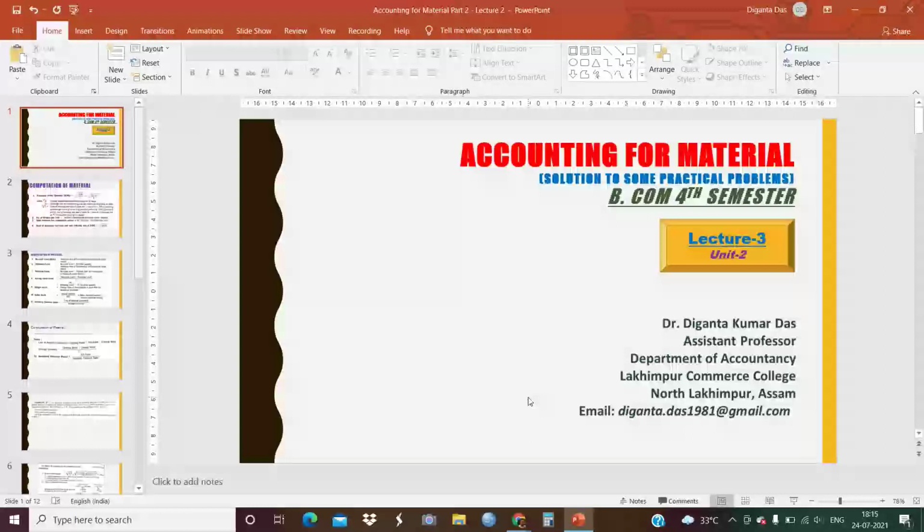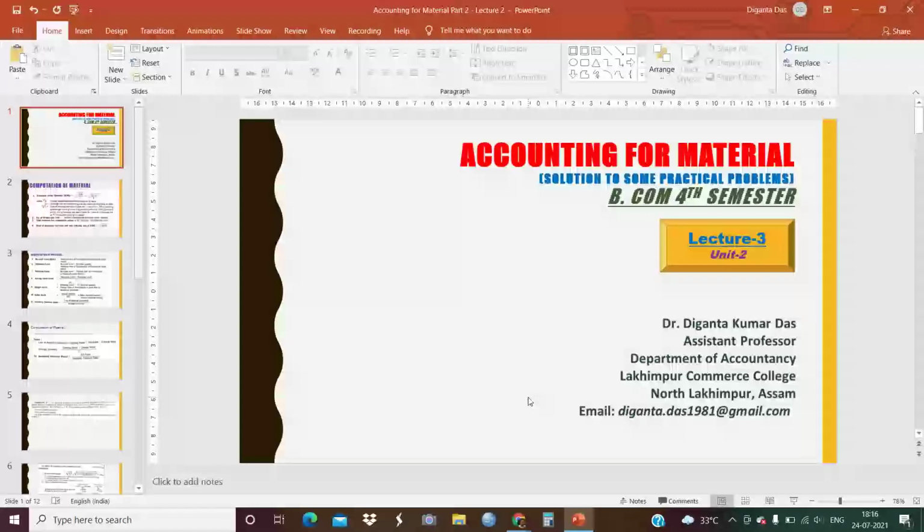Now what is economic order quantity? Economic order quantity means the quantity to be ordered at a time so that the ordering cost and the carrying cost are minimized. At economic order quantity, the quantity is ordered such that carrying cost and ordering cost are minimized. So this is the concept of economic order quantity.